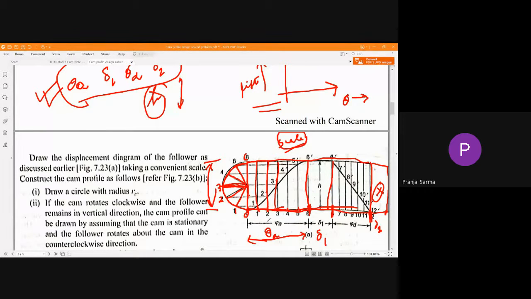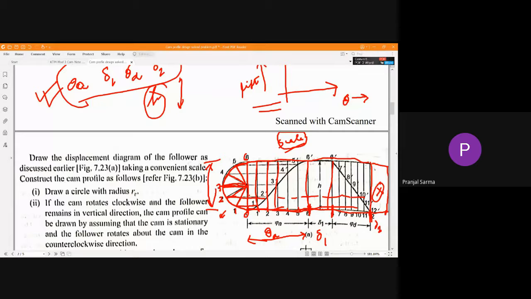Yes, okay, sir. After that, what you have to do? From those divisions that you have made in the semicircle, 1, 2, 3, 4, 5, 6, you draw horizontal lines parallel to the x-axis, like this. And as we are only interested in the ascent stroke now, you don't have to extend up to this much.